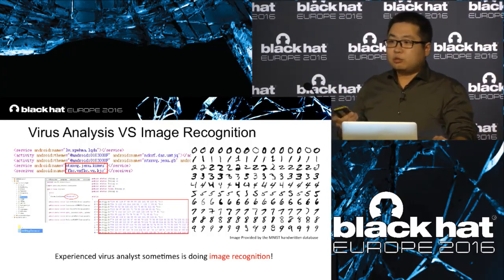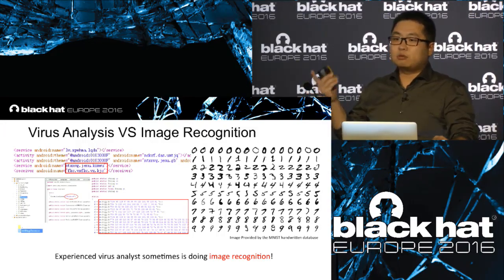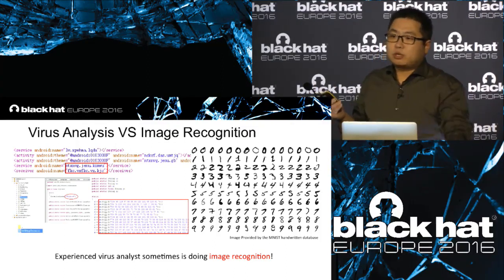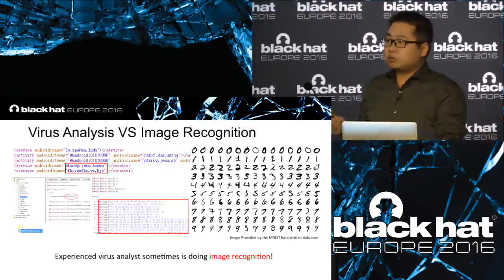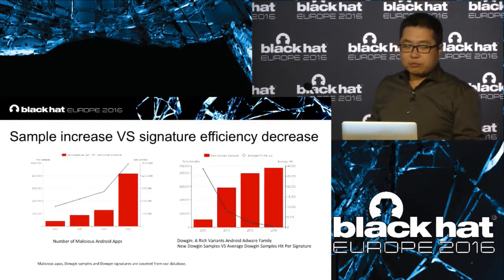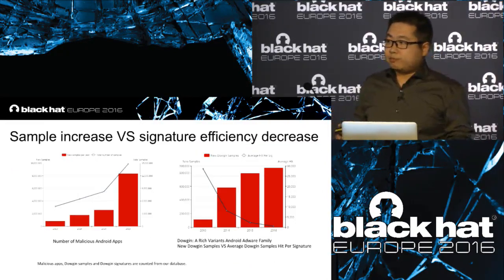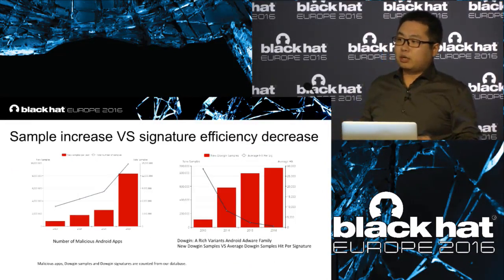For the analyst, a new virus variant is just like a new handwritten number 6. He has seen so many 6, so he can tell if this is a 6 at once. This is image recognition, which is one of the best applications of deep learning. So this is the first reason we want to use deep learning in antivirus. Another reason is the Android malware has been growing too fast, and the signature efficiency is declining even faster.